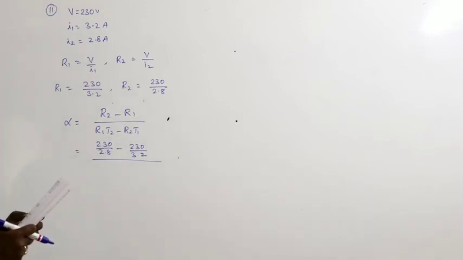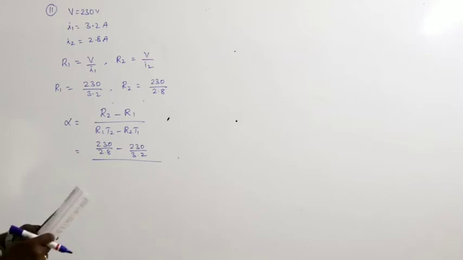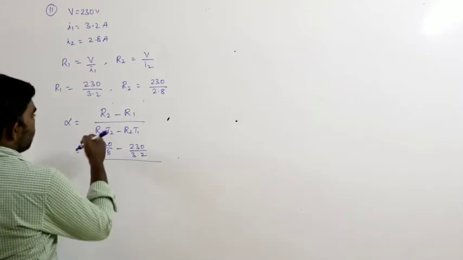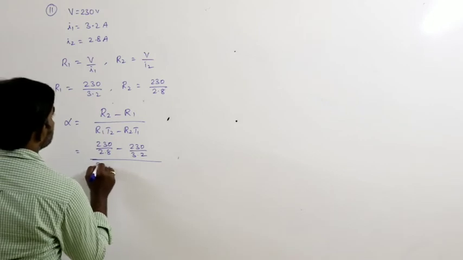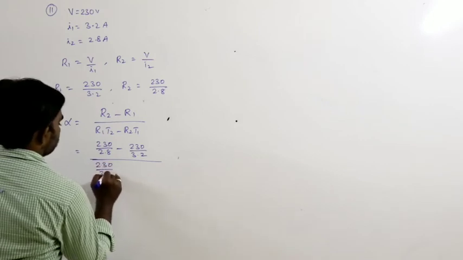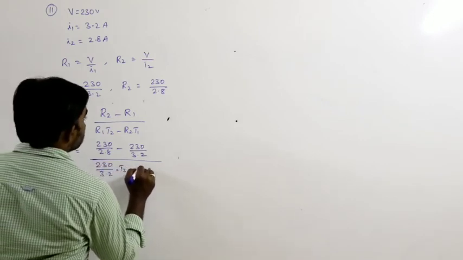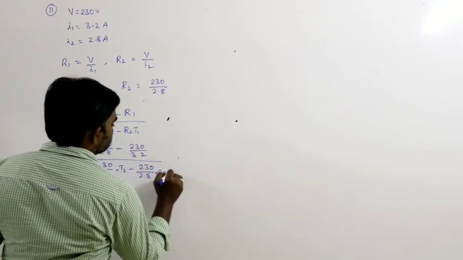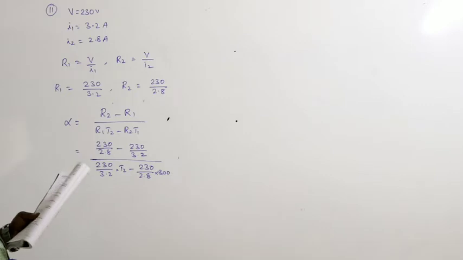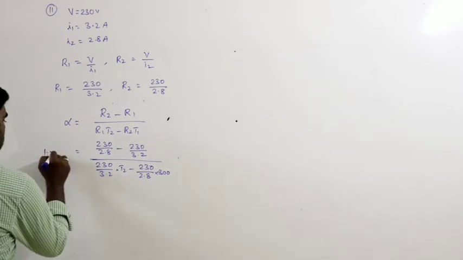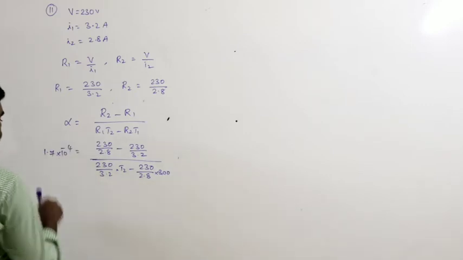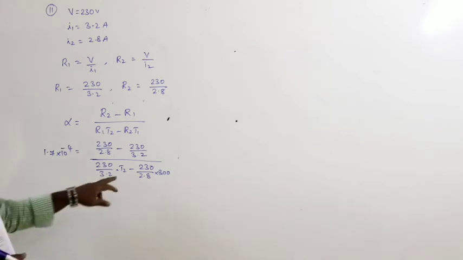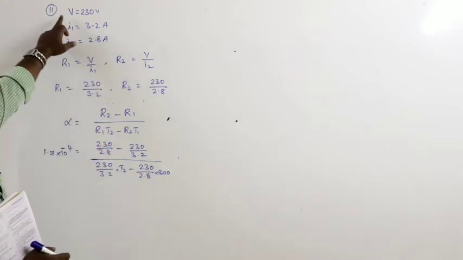T1 is given as 27 degrees Celsius, so you have to convert it into Kelvin. R1 is 230 divided by 3.2 into T2 minus 230 divided by 2.8 into 300. The alpha value is given as 1.7 into 10 to the power of minus 4. So on solving you can get the answer.